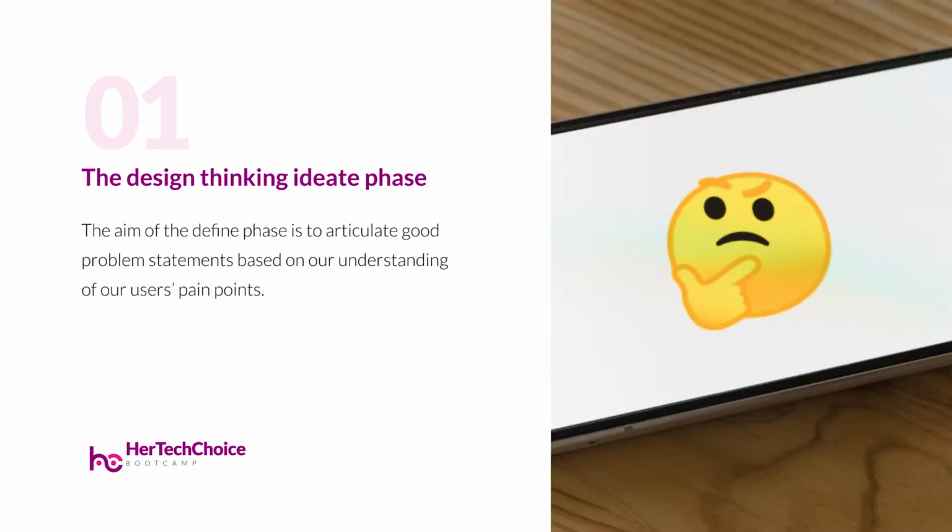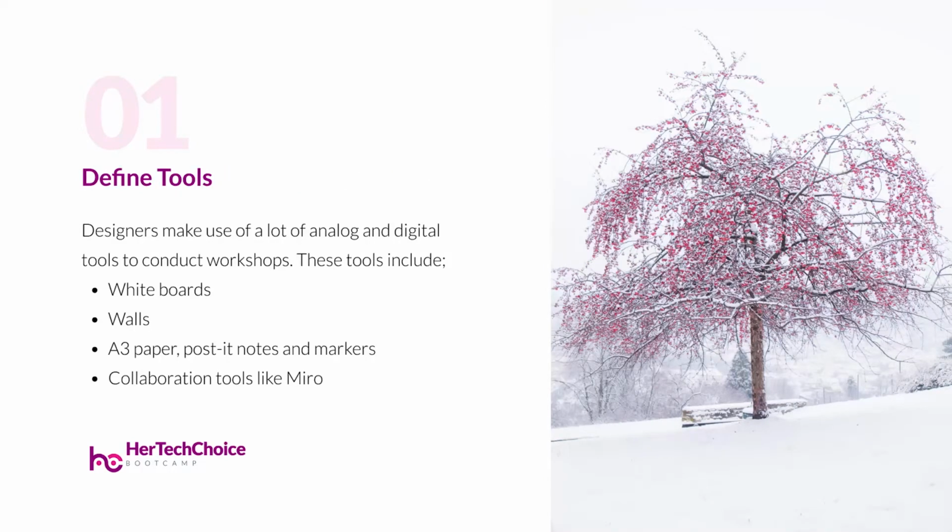The aim of the define phase is to articulate good problem statements based on our understanding of our user pain points. So there are certain tools designers make use of during the define phase, and these tools include whiteboards, walls, A3 paper, post-it notes, and markers, and collaboration tools like Miro.